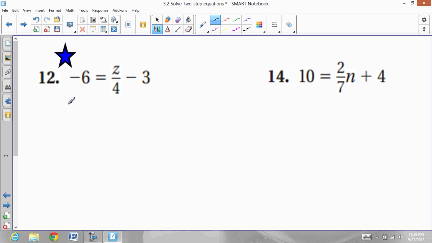Let's focus on question number 12. Negative 6 equals z over 4 minus 3. Understand that z is what you're trying to get safe. So z is on the enemy side and z is so closely watched by the 4, which means let's come to this last. You can get rid of the negative 3. So let's go in with a positive 3 on this side and a positive 3 on this side.